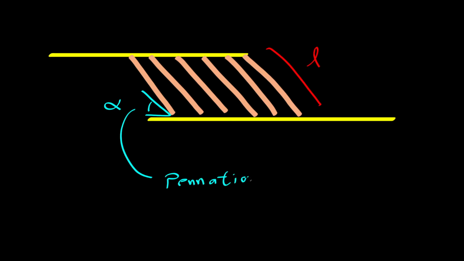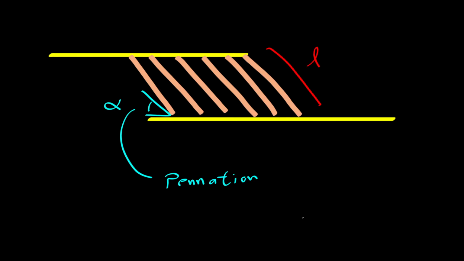having, and maybe I'll draw it like this, having fibers oriented like this that have, number one, some length, and number two, are oriented at some angle, which we'll call, usually the symbol people use is alpha, but the name for this is the Pinnation Angle. I think the name for this comes from some Latin word that means feather.